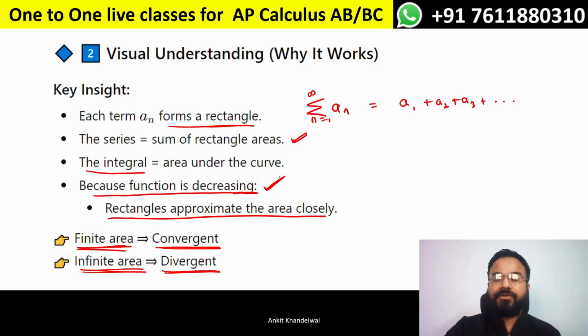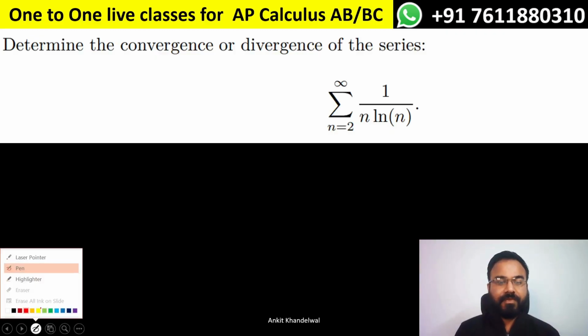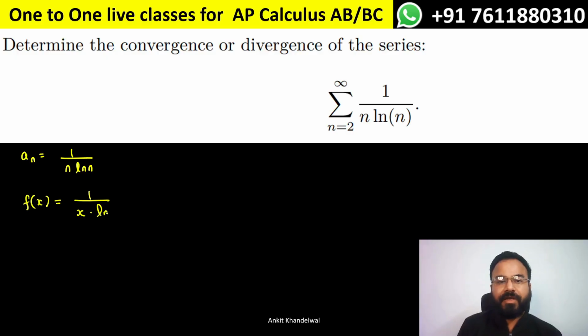Okay, so let us take some examples. Here it says determine the convergence or divergence of the series. This is the series 1 upon n ln of n. First of all, this is the an, right? Here an is 1 upon n ln n. Now we will write f of x by replacing the n with the x. So it is 1 upon x times ln x.